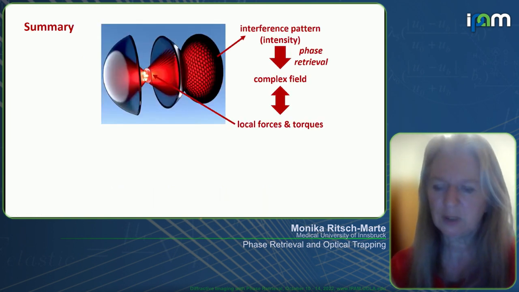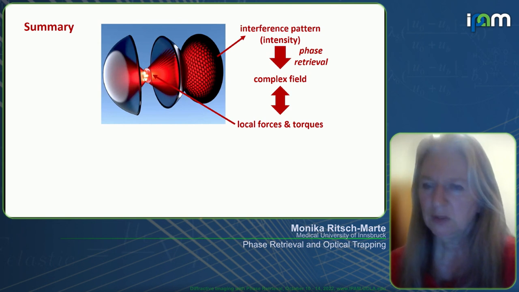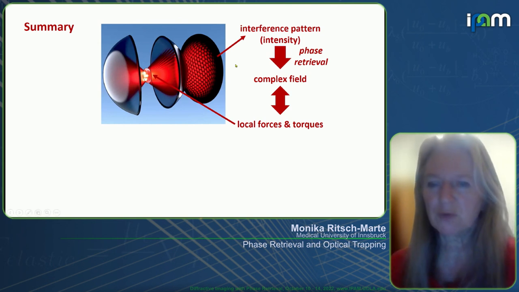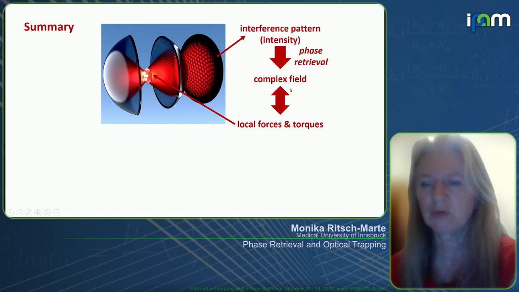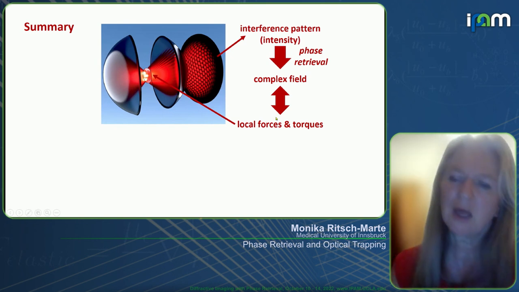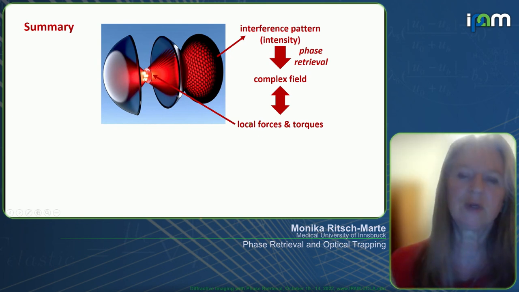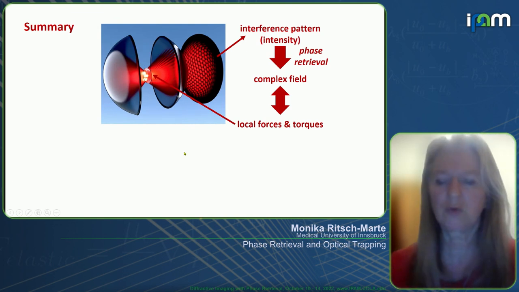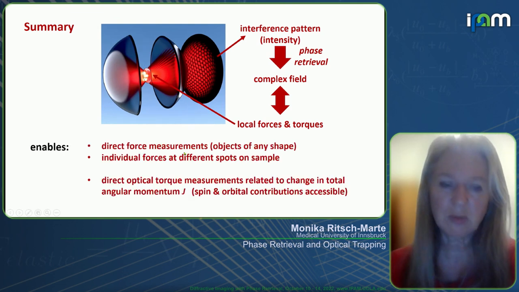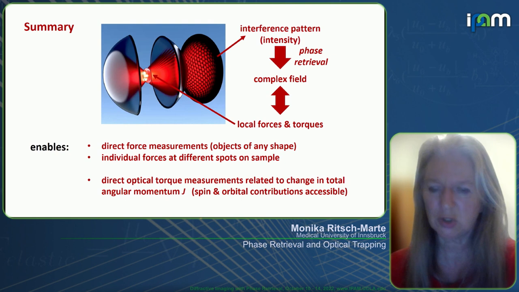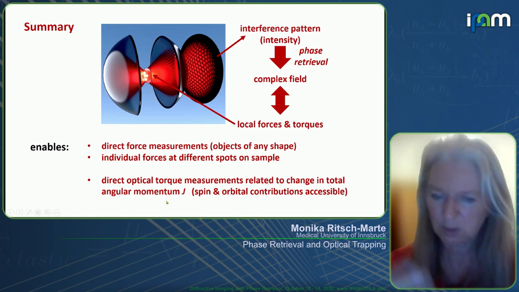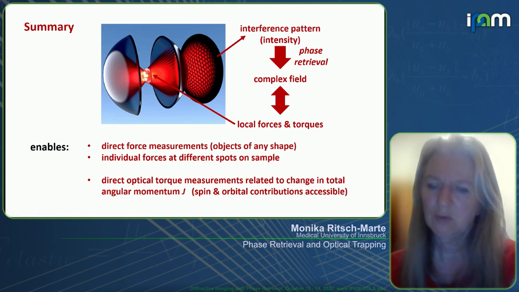With this, I come to my summary. What I showed you is that from the interference pattern with phase retrieval, we get the complex fields, and that allows you to then use Maxwell theory and calculate local forces and torques in situ. It enables direct force measurements of objects of any shape. Individual forces at different spots on the sample can be measured. And the similar thing holds for torque also, with spin and orbital contributions accessible.